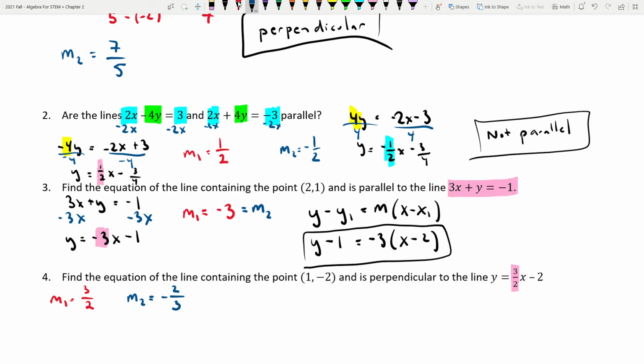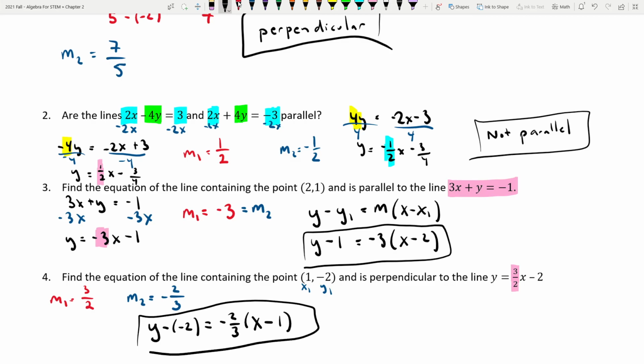So now I have a point here, (x1, y1), and a slope, -2/3. So I can write the equation of the line, which is y - (-2) = -2/3 times (x - 1). And this is an equation for a line perpendicular to that line.